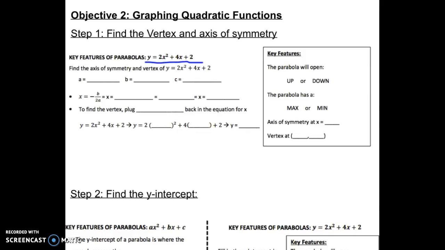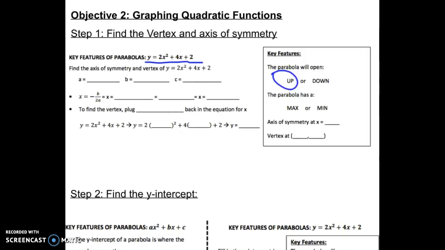If it's positive, the initial a term, then it will open up. It'll make a smiley face. And so the initial a term, 2, is indeed positive. The number 2 in this function is positive. So I know that the parabola will open up. That should be the first thing you consider every time you look at a function. Is it positive or negative? Meaning, is the first term positive or negative? Then, to step 1, to find the vertex and axis of symmetry, that's what this video is about.